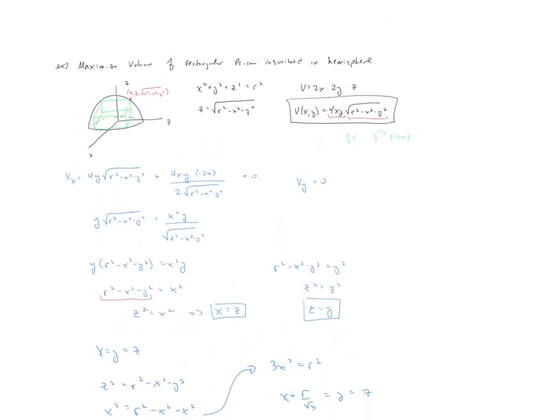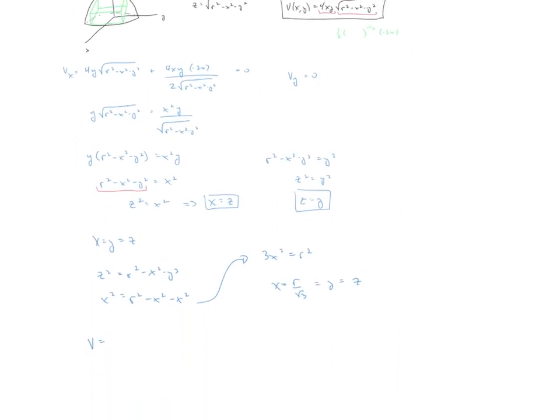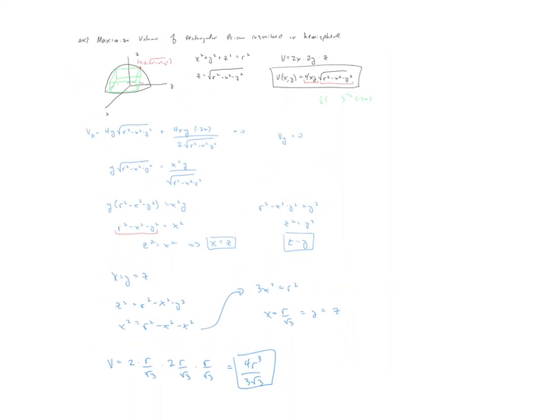If I take what I now know as x, y, and z, I'm going to have 2 times r over root 3 times 2 times r over root 3 times r over root 3 to get 4r cubed over 3 root 3. So that is the maximum volume of the rectangular prism that can be inscribed inside of a half sphere or a hemisphere.